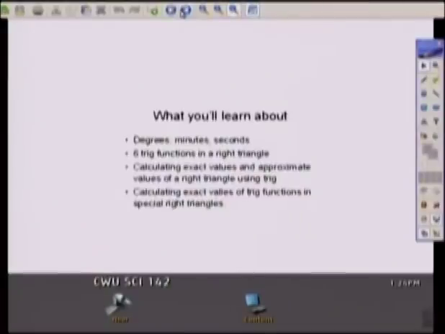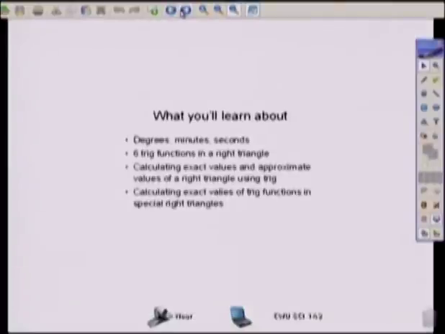So to start with, I want to talk about our objectives and what you're going to learn about today. We're going to talk briefly about degrees, minutes, and seconds. We're going to talk about the 6 trig functions in a right triangle, calculating exact values and approximate values of a right triangle using trig, and calculating exact values, got a typo there, of trig functions in special right triangles.